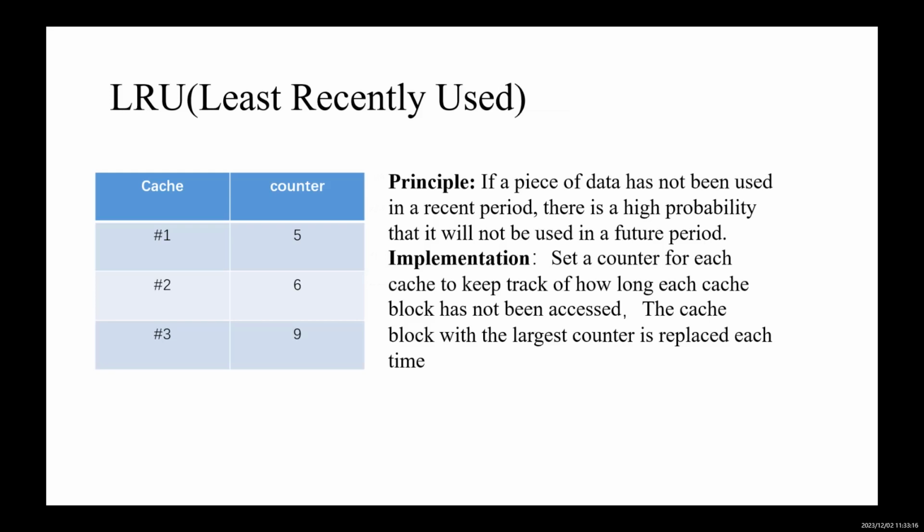For example, in the chart, block 1 has not been used for 5 seconds. Block 2 has not been used for 6 seconds, and block 3 has not been used for 9 seconds. So according to the LRU theory, block number 3 is replaced from the cache.